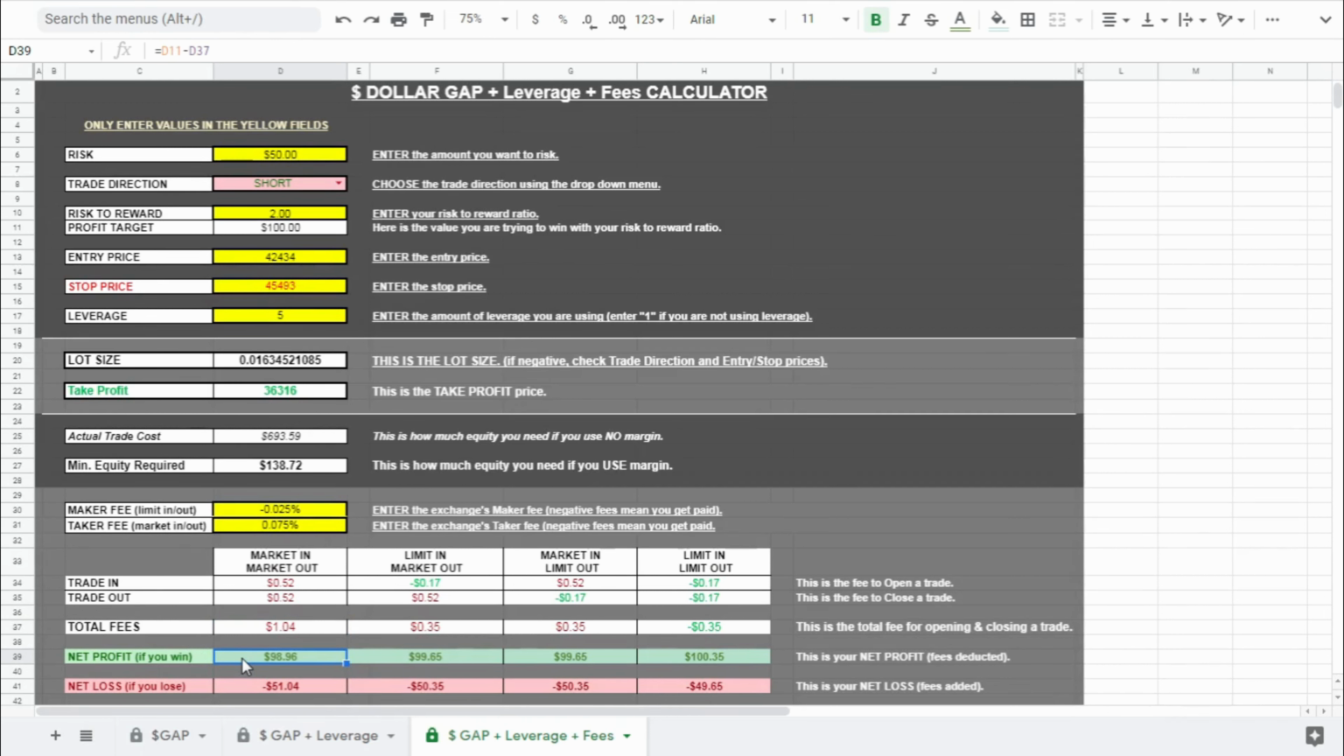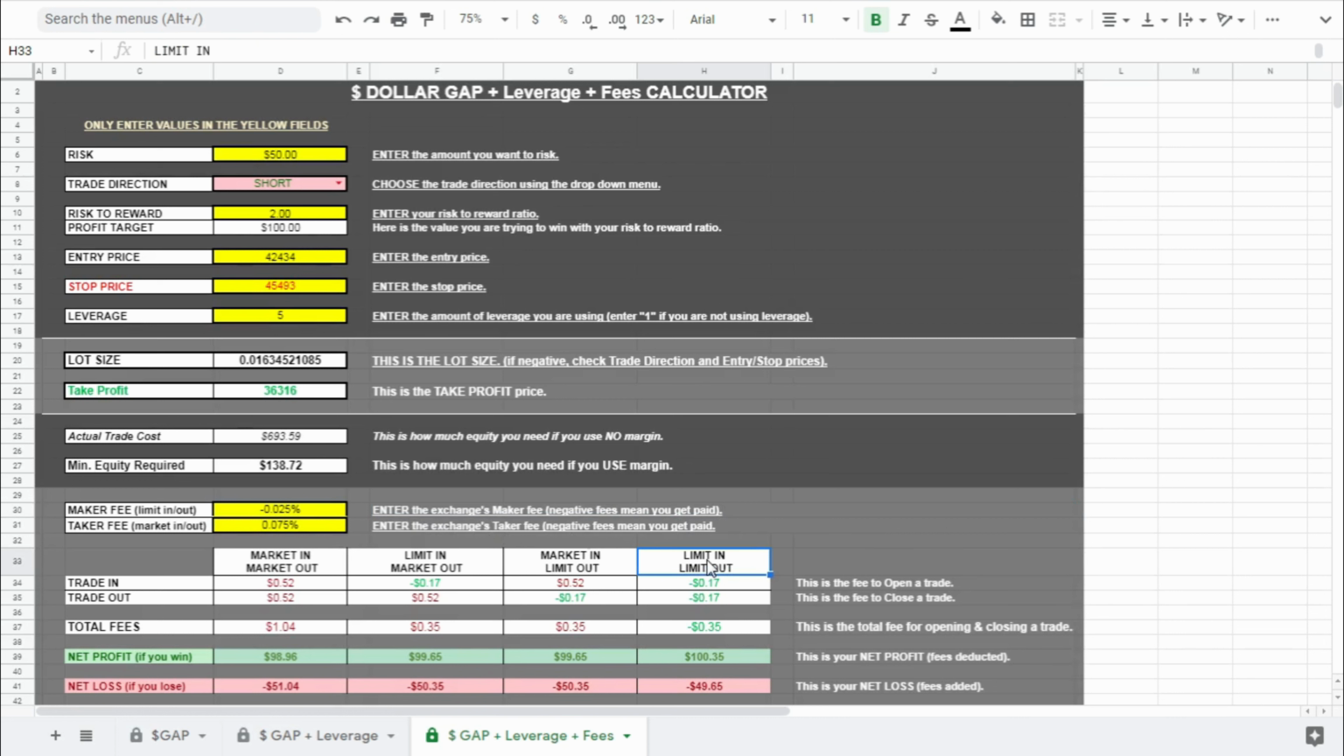Clear? All right, let's look at the other extreme, which is limiting in and limiting out. These are the situations where you use limit orders to both get in the market and get out of the market. As I explained, limit orders are encouraged because they add liquidity to the market, and in the Bybit situation, for USD futures, you're getting paid. That's what the negative says. So I've written it here just in case you forget. Enter the exchanges, make a fee. A negative fee means you get paid.